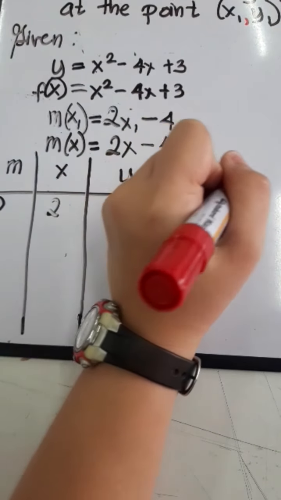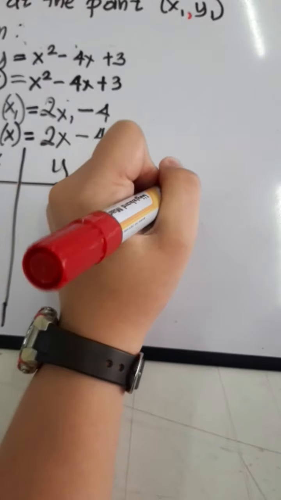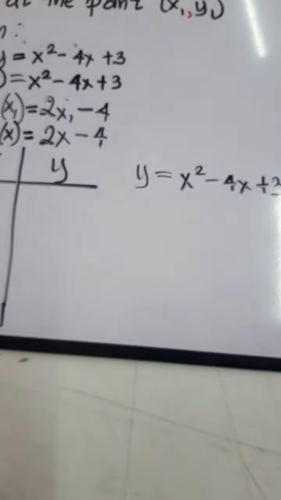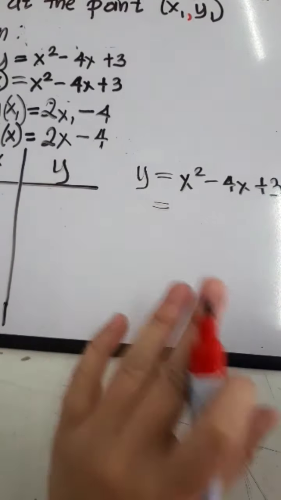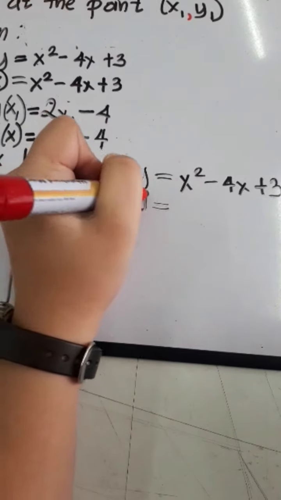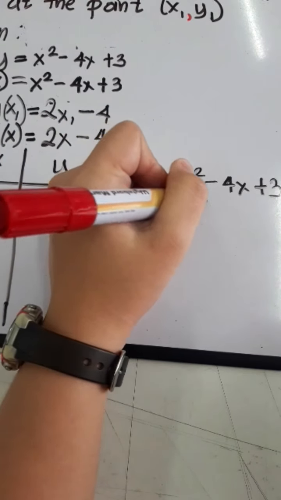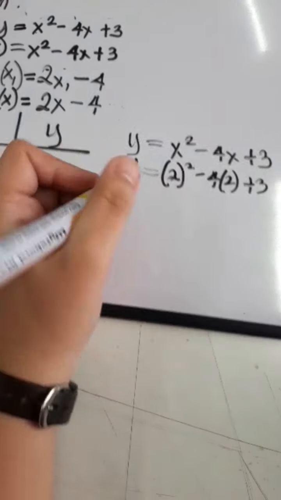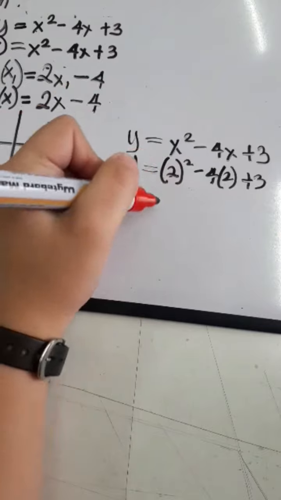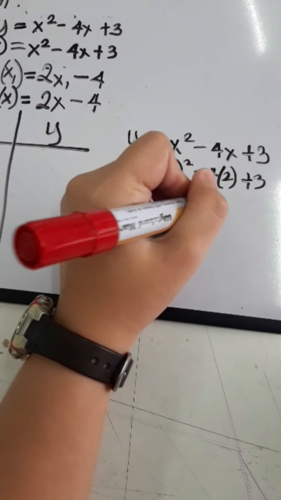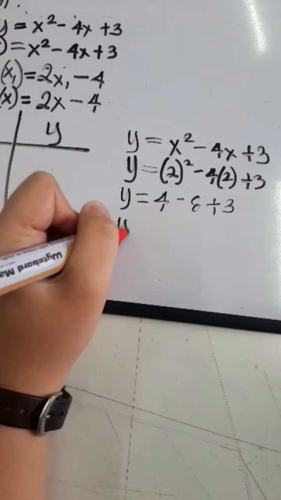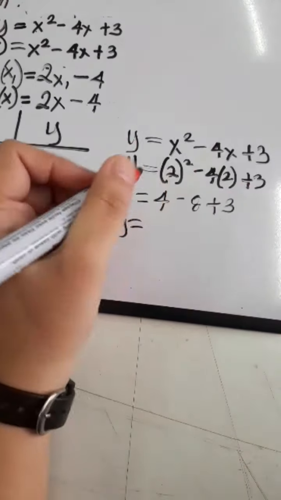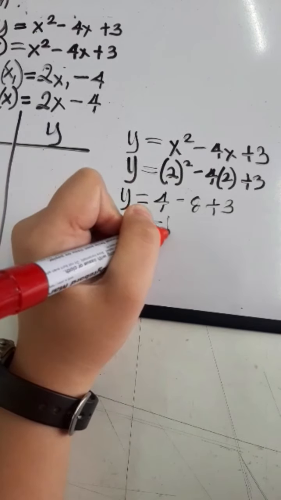So, therefore, y is equal to x squared minus 4x plus 3. So, i-substitute na sad nato ang value ni x, which is 2. So, y is equal to 2 squared minus 4 times 2 plus 3. Okay? So, y is equal to 4 minus 8 plus 3. So, the answer is negative 1.